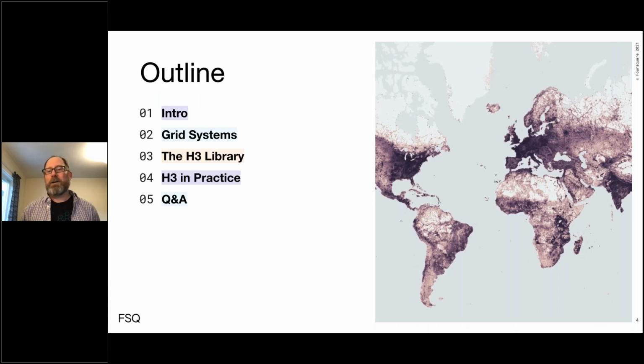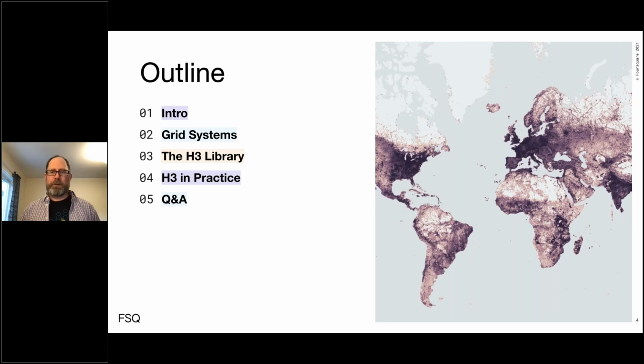So a quick outline of what I'll talk about today. I'm going to give the intro that I just gave. I'm going to talk a bit about global grid systems and how they might fit into geospatial analytics and GIS systems. I'll talk specifically about the H3 library, which is this hexagon-based global grid system that we developed at Uber and which is open source and something I continue to work on to this day. And I'll go through some examples of how to use H3 in practice.